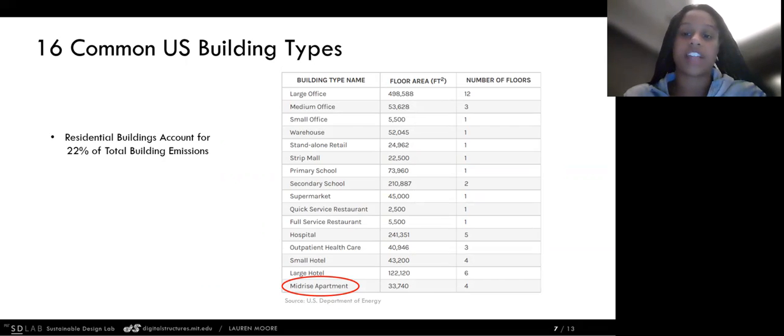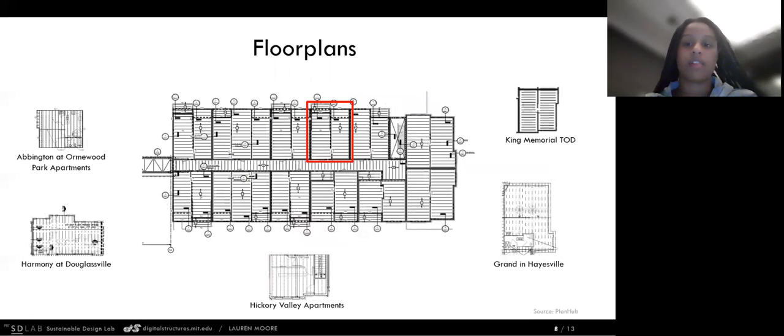For my research, I chose to focus on mid-rise apartment buildings because residential buildings are a significant contributor to total building emissions, and also for simplification purposes because apartment buildings have repeated design trends. We took surveys of apartment buildings, which we gathered using construction bidding websites, and used these plans to determine the structural makeup of the apartment buildings.